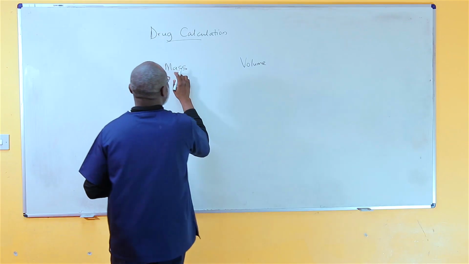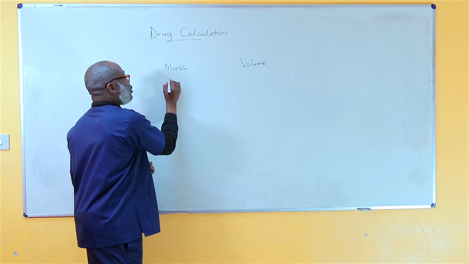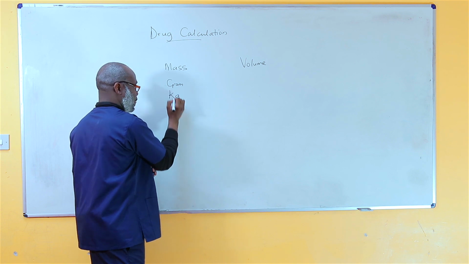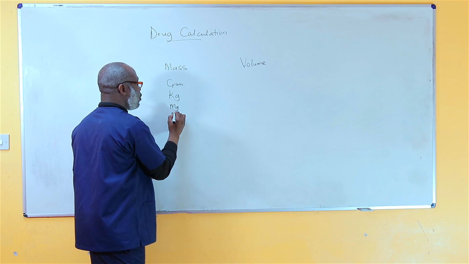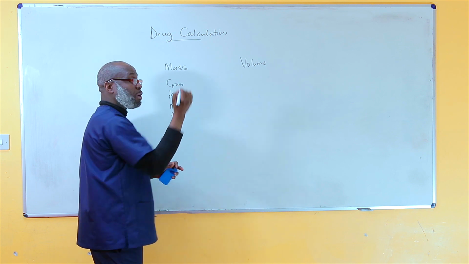For example, what are the basic units of mass? We have the gram, we have the kilogram, we have the milligram, we have the microgram, we have the nanogram, and so on and so forth.